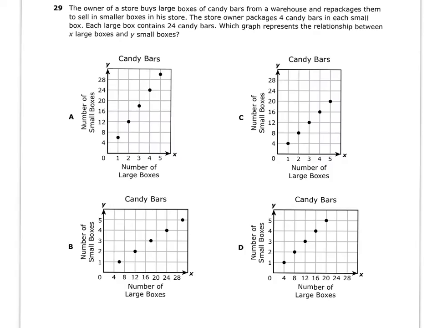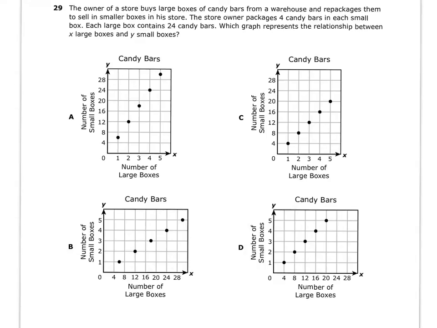Number 29. The owner of the store buys large boxes of candy bars from a warehouse and repackages them to sell in smaller boxes in his store. The store owner packages 4 candy bars in each small box. Each large box contains 24 candy bars. Which graph represents the relationship between X large boxes and Y small boxes?